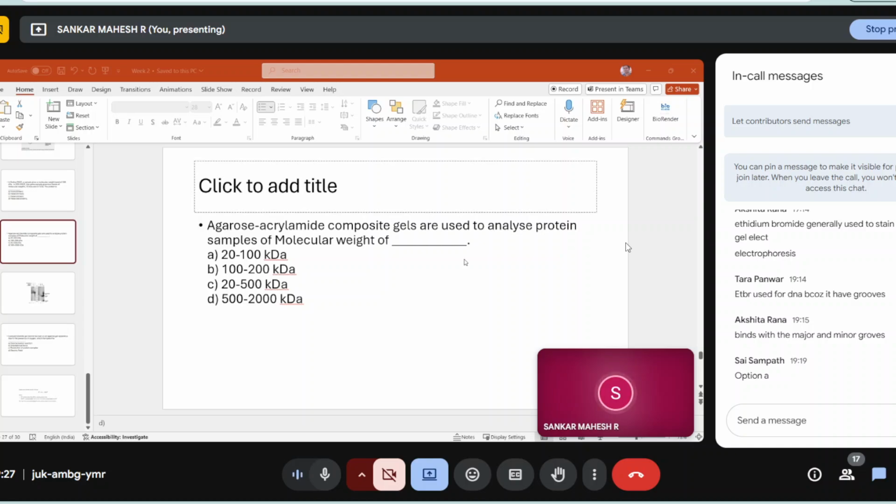Plasmids that we run have 4 to 5 kb, 4000 to 5000 base pairs. That is easily more than 2000 kilodalton. So when there's a composite gel containing both agarose and acrylamide, it can be used to run 500 to 2000 kilodalton.